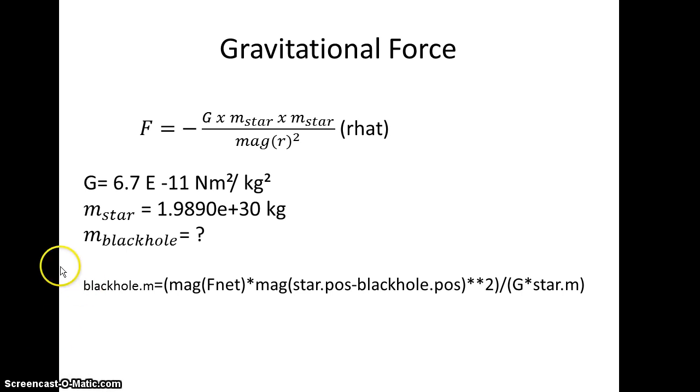We know that the constant is equal to 6.7 times 10 to the negative 11 Newton meter squared over kilogram squared. And knowing the previous information, we try to get the mass of the black hole. In the code, we put the black hole mass as this: black hole mass equals the magnitude of the net force times the magnitude of the star position minus the black hole position all squared, over the constant times the mass of the star.